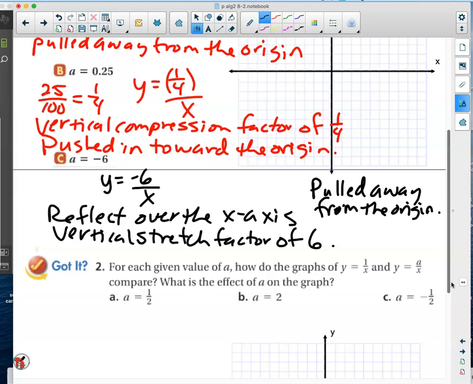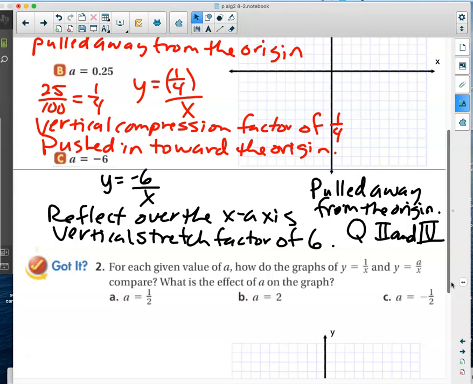But a bigger deal would be the quadrants. So 6 over x was in the first and third quadrants. What's negative 6 over x going to do? Yep. Quadrants 2 and 4.